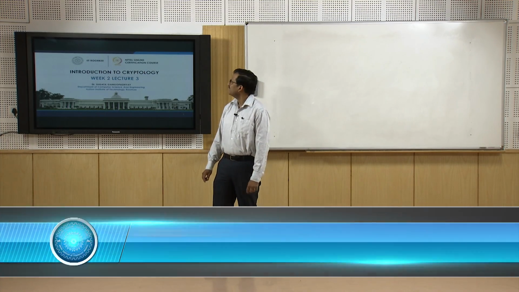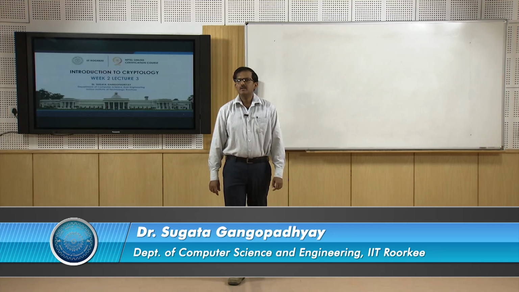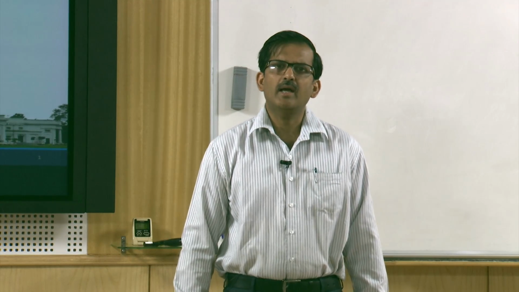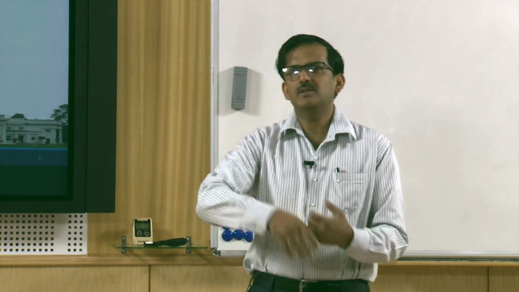Welcome to week 2 lecture 3. In the previous lecture we have seen the construction of block ciphers, particularly substitution permutation network and Feistel ciphers. We have also encountered something called an S box or substitution box, where a block of bits is accepted as input and substituted with another block of bits, not necessarily of the same length.